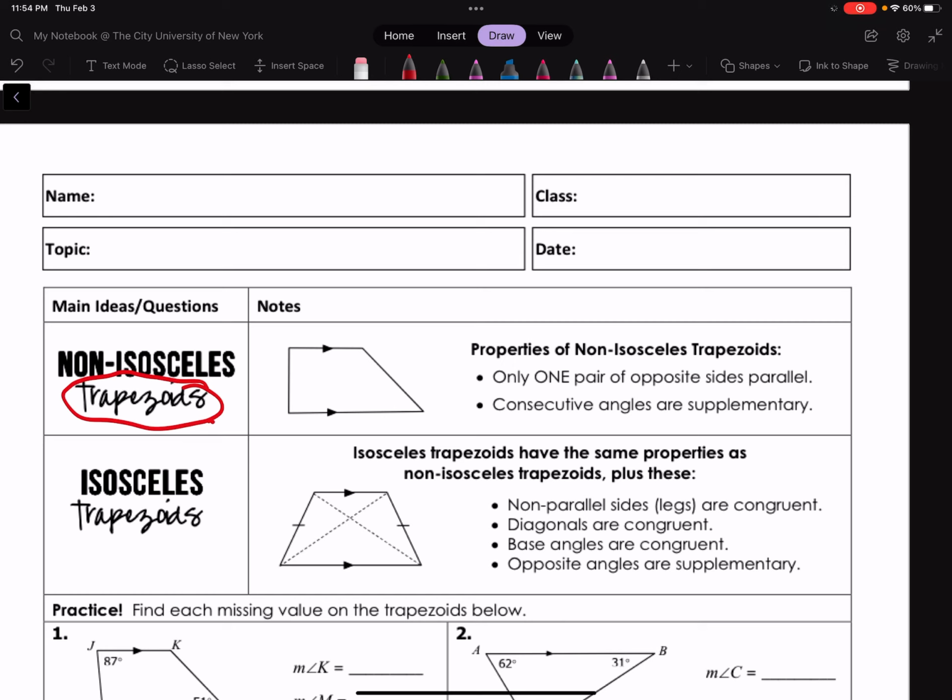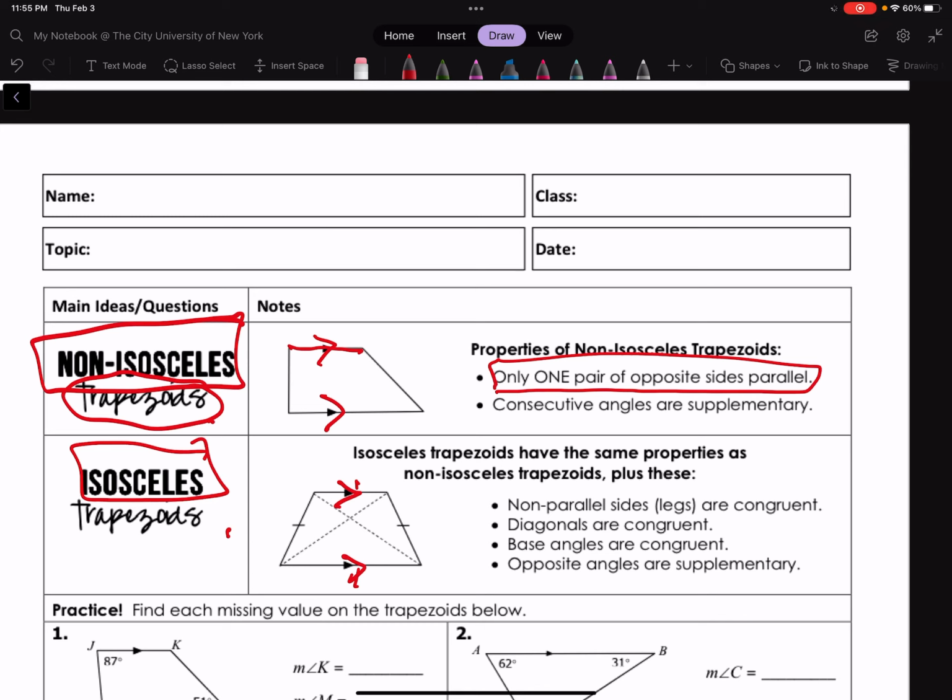A trapezoid is a special kind of quadrilateral where only one pair of sides is parallel. Let's say here, this pair is parallel. So only one pair of opposite sides is parallel. That's a trapezoid. For a trapezoid, there are two different kinds: one is non-isosceles and one is isosceles.